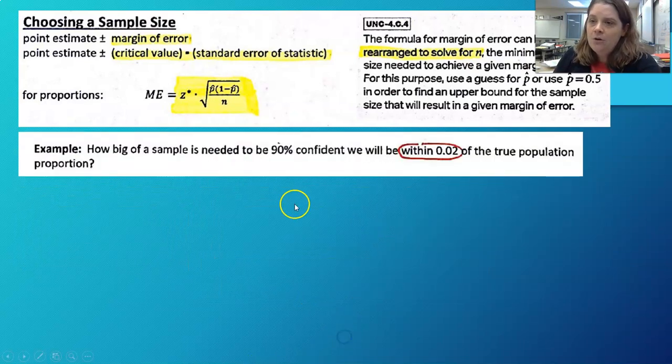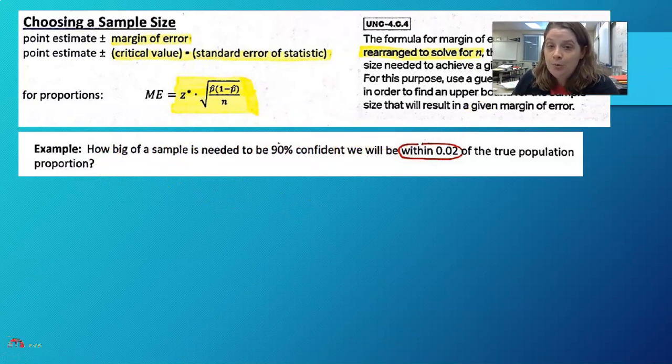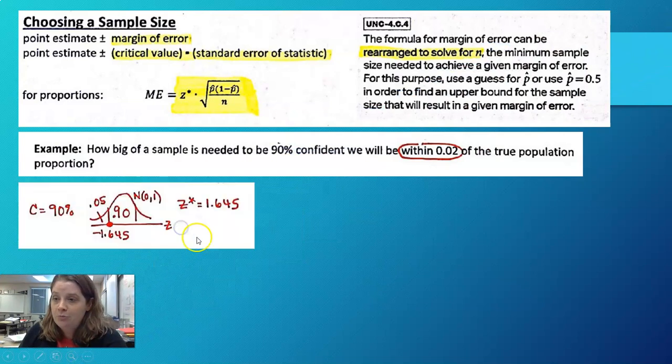All right, so here's another one. How big of a sample is needed to be 90% confident that we will be within 2% of the true population proportion? Now, the 90% may not be one you have memorized. So remember, if you want to figure out what the z-score for 90% is, you could draw yourself a little curve. There's 90% on the inside, leaving me 5% to the left, another 5% over here. You could do an inverse normal and get z as negative 1.645.